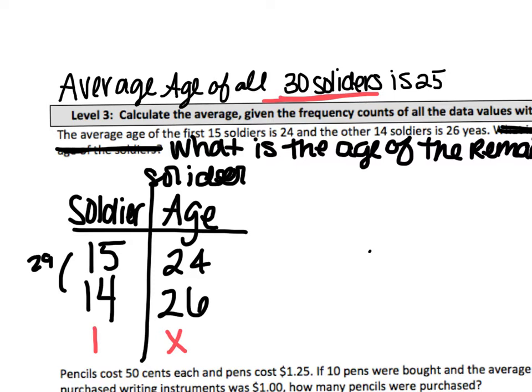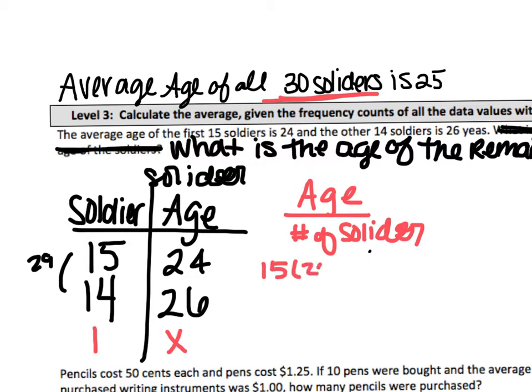Now I'm going to talk about what I'm going to divide by. We want to know what is the age of the remaining soldier. And we're talking about age per number of soldiers. So on the top it'll be age, and the bottom will be number of soldiers. When we talk about age, we're talking about the number of combined years of all the soldiers. So I'm going to take 15 times 24. I could add 24 fifteen times, but I'm just going to multiply it. Same thing with 26. I'm going to take 14 times 26, and then I'm going to take 1 times x.